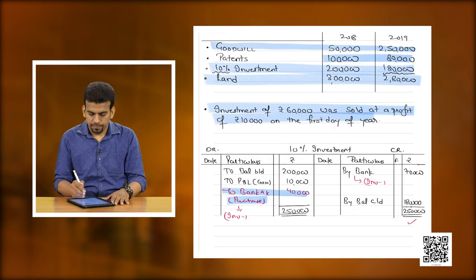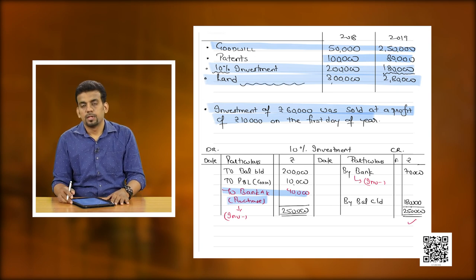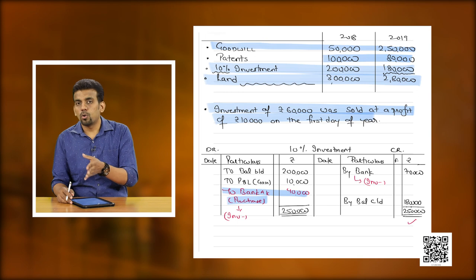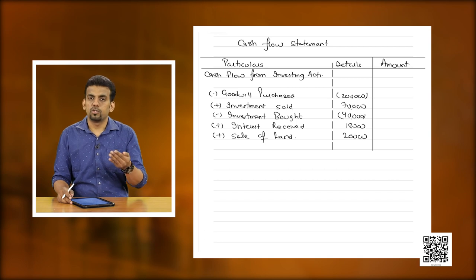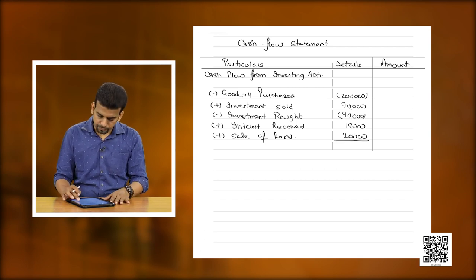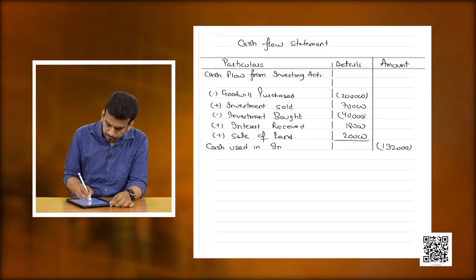And we have discussed that land went from 3 lakh to 280,000 and there is no other information and we cannot consider this reduction as depreciation. So, it is to be considered as sale. The final figure is 132,000, but in negative. So this is going to be cash used in investing activity. So this is how we complete cash flow from investing activities, and cash flow from financing activity would be dealt in our next session. Till the time, you all are advised to practice the similar kind of questions from your textbook. Thank you.